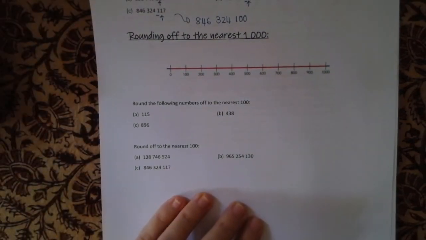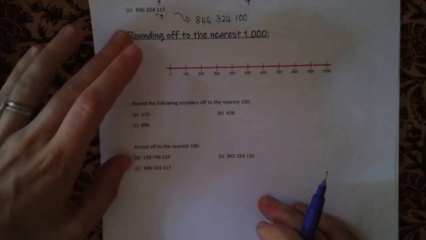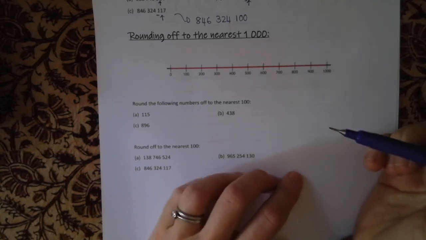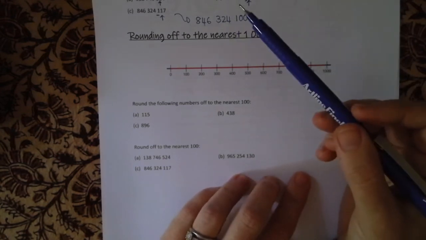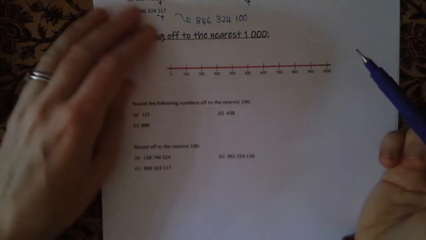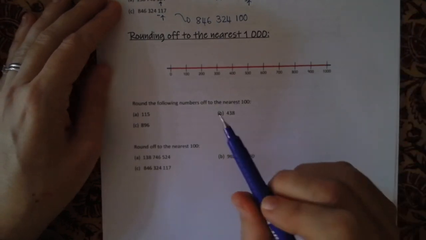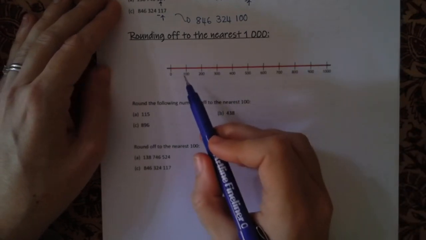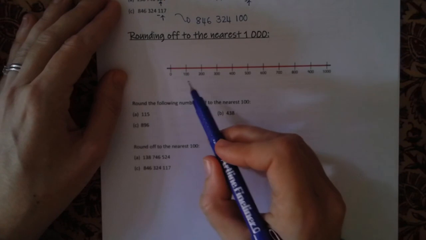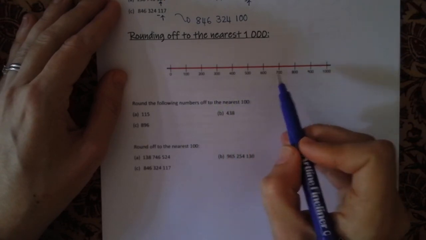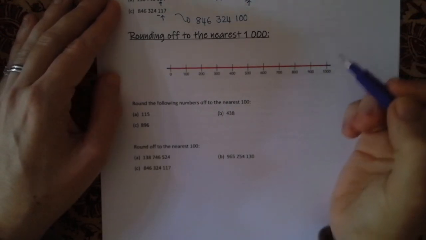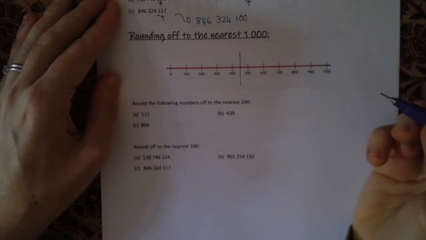Let's go to rounding off to the nearest 1,000. Okay, so when we looked at rounding off to the nearest 10, the units told us what to do. When we round off to the nearest hundreds, the tens tell us what to do. And when we round off to the nearest thousands, the hundreds tell us what to do. This number line here is not very clear, but I will tell you what's written here. These are the hundreds: 100, 200, 300, 400, 500, 600, 700, 800, 900, and then we end off with 1,000. Now, just like rounding off to the nearest 10 and 100, we also draw a line between the 400 and 500.